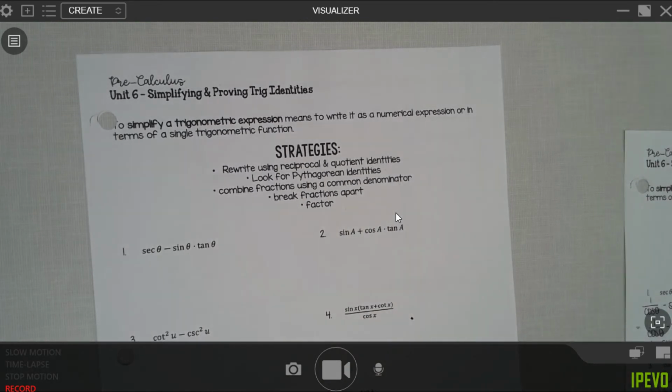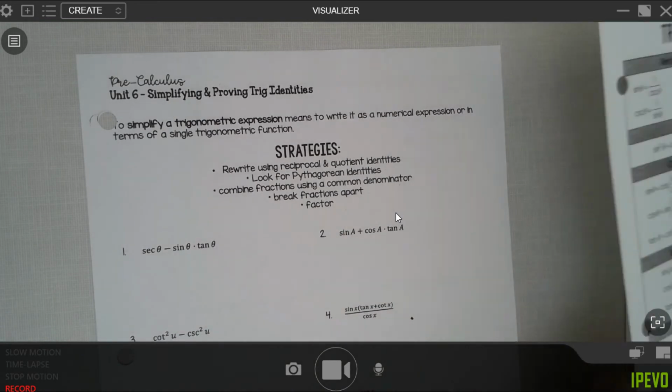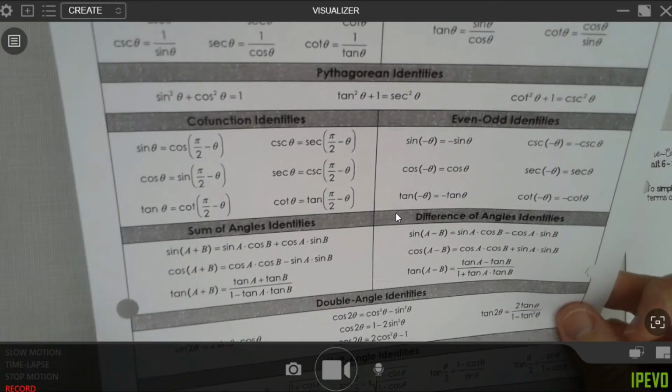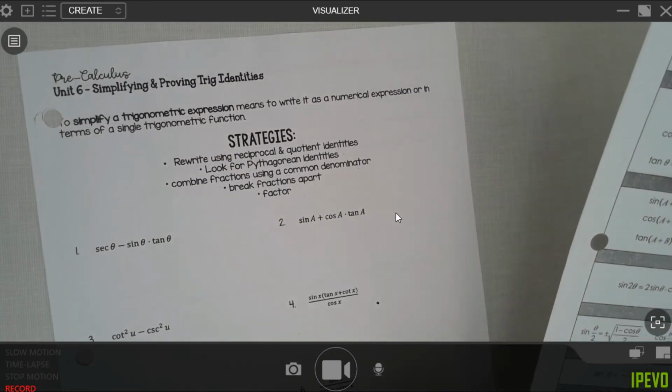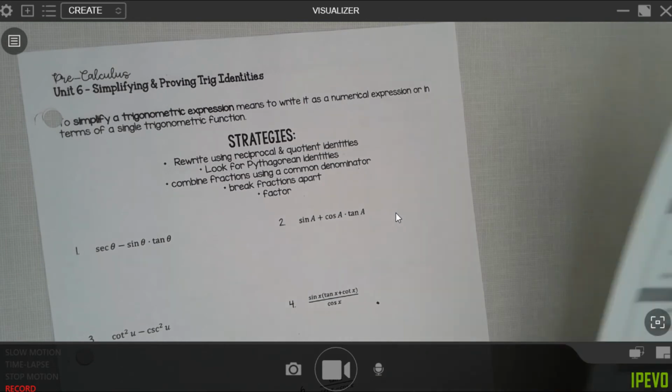So I'm going to get your identity sheet out here so I can have it. This sheet right here is the sheet I'm going to be using. So if you want to get this sheet out, you're going to use that for a bunch of stuff. I don't see the sine squared yet. Right there, sine squared plus cosine squared.